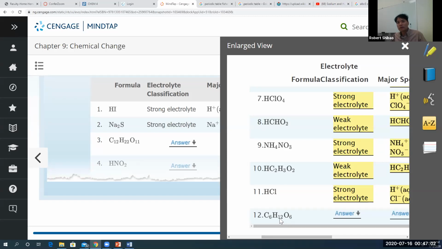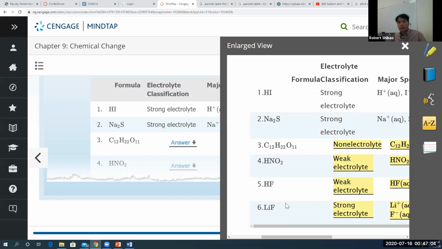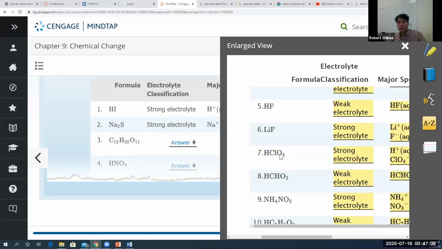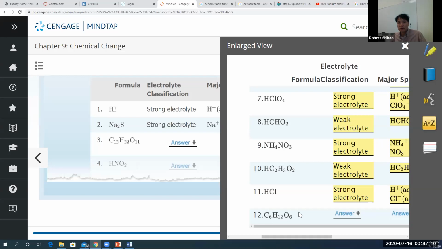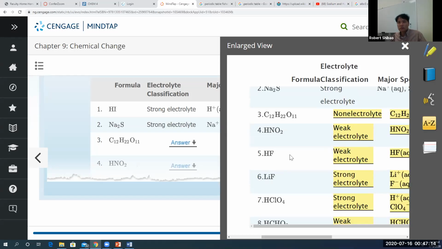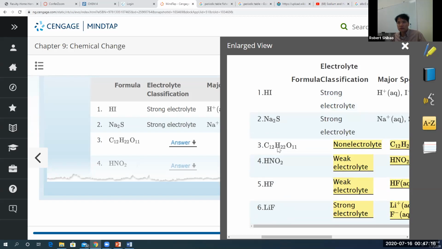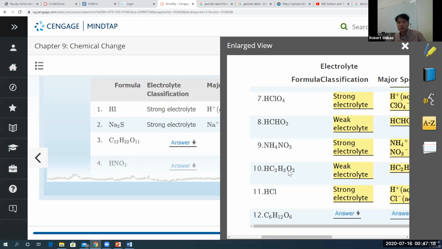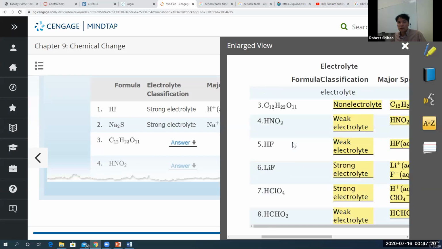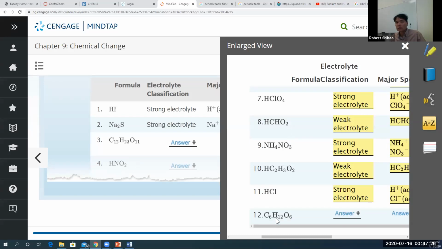C6H12O6, you probably don't know this one. This one is sucrose, table sugar. This one is glucose, another kind of sugar. Sucrose is made up of glucose plus fructose. And so this is just the glucose. And so table sugar is what we call a disaccharide. And glucose is what we call a monosaccharide.